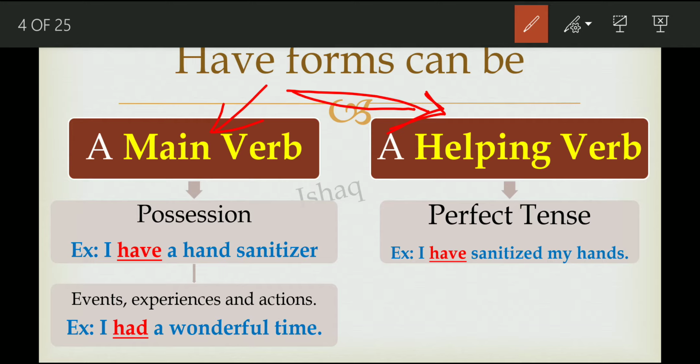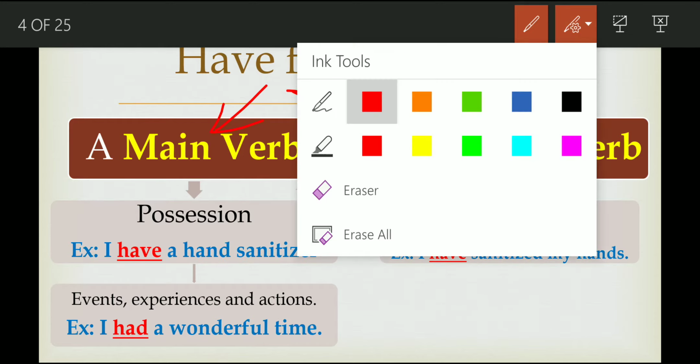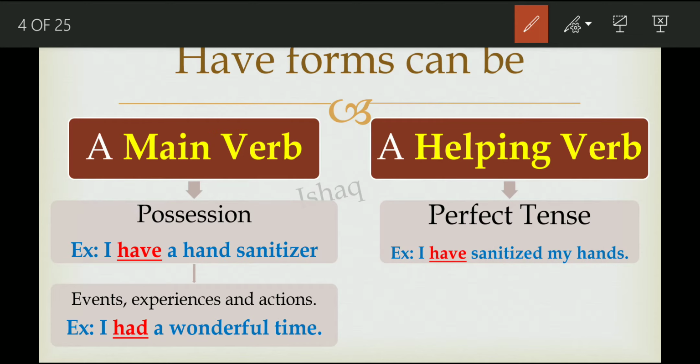Are you clear till here? So let's go into the actual point: have forms being used as a helping verb. When a have form is used as a helping verb is when a perfect tense has to be used, a have form will be used. So first of all, what is a perfect tense?